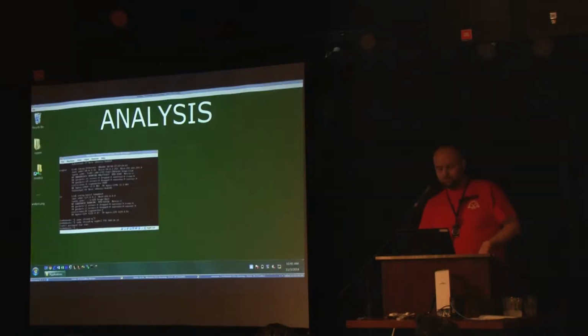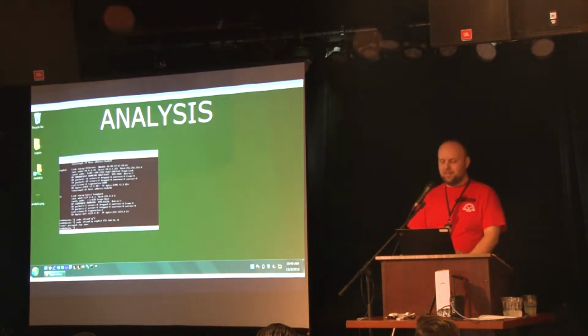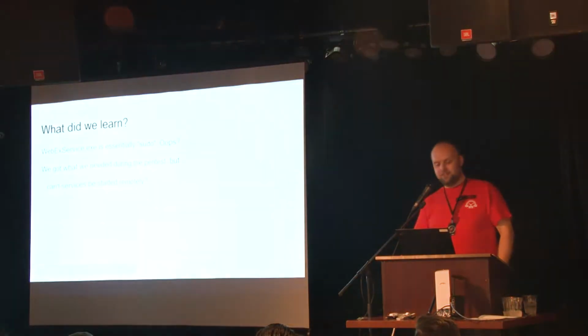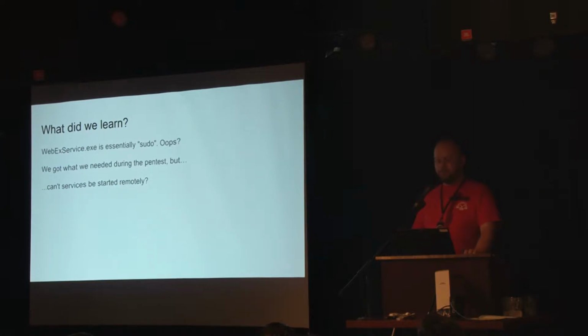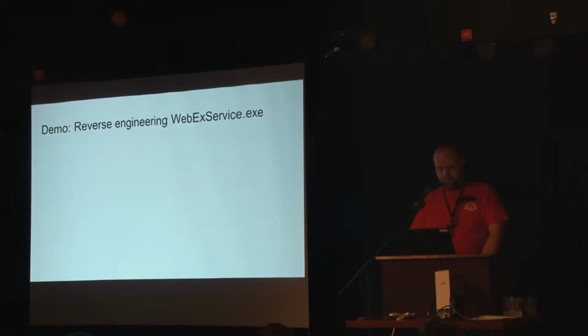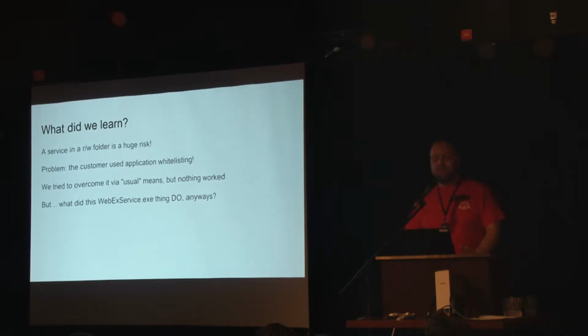So this seemed really good, and we tried that. This company used application whitelisting, so we couldn't just replace the service with our file. We tried all kinds of things to bypass whitelisting. Nothing worked. But what did we learn? A service in a readable, writable folder is a huge risk. Even if we couldn't start the service ourselves, we could replace it and wait for somebody else to start it or reboot the machine. That'd be a big win if the customer didn't use application whitelisting, which completely wrecked it.